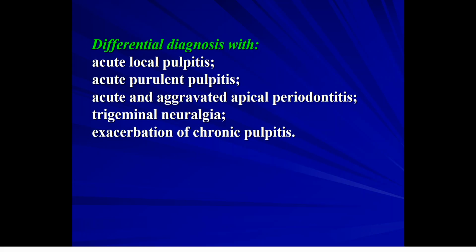Differential diagnosis you can make with such a diagnosis: acute local pulpitis, acute purulent pulpitis, acute and aggravated apical periodontitis, trigeminal neuralgia, and exacerbation of chronic pulpitis.